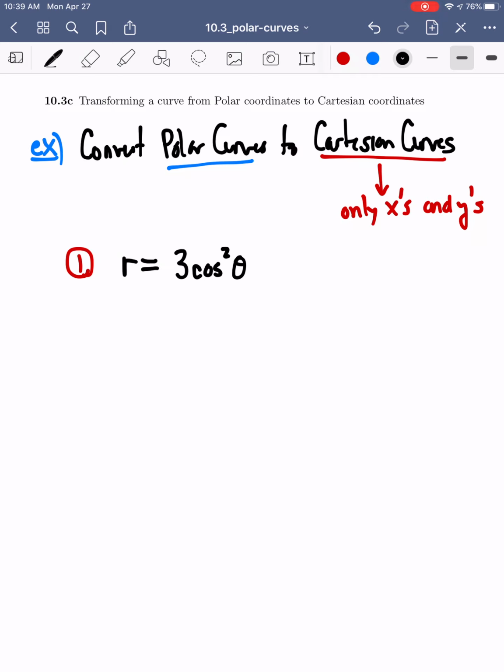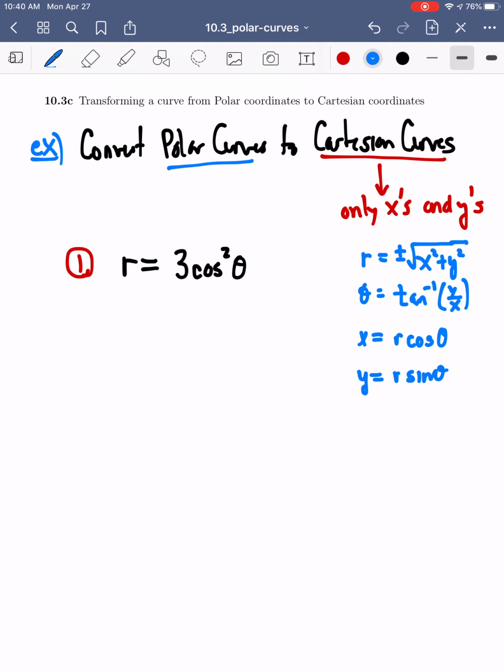Well, in this case, let's write down all of those transformation equations we have. r equals plus or minus the square root of x squared plus y squared. We have theta is equal to the arctangent of y over x. We have x is equal to r cosine theta, and y is equal to r sine theta. So what can we try to do here? Well, we have this cosine squared term, and if we have a cosine term, we could try to weasel an x out of it as long as we have r's on top of those cosines.